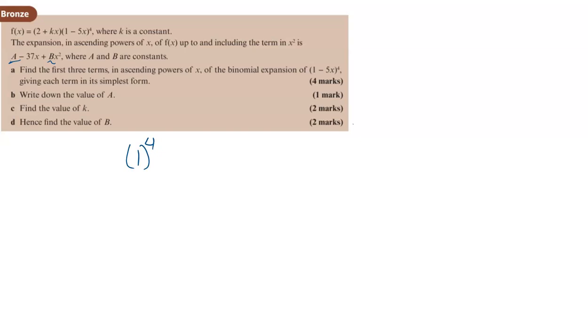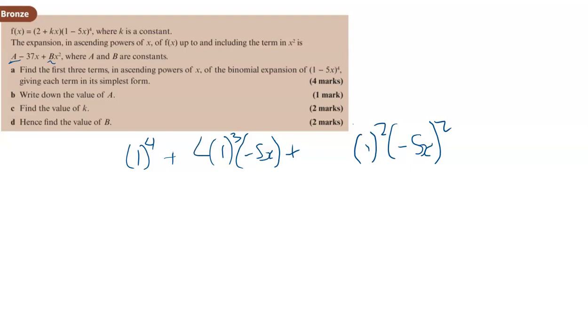First thing we get is 1 to the power of 4. I'm just going to do all the brackets and all the powers, and then I'm going to do the coefficients afterwards. So plus 1 to the power of 3 and minus 5x to the power of 1. And then the next term I'm going to get 1 squared, and minus 5x squared. Now the coefficients, I know the first one is 1, so I'll leave that. The second one will be 4, because it's always n.